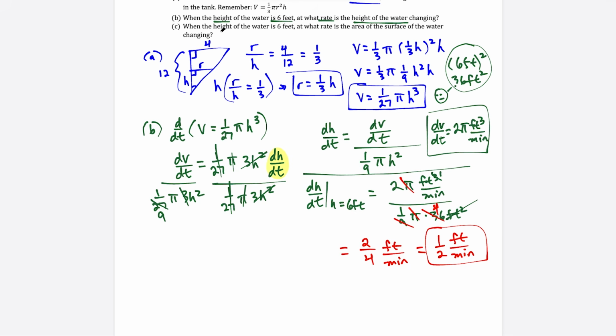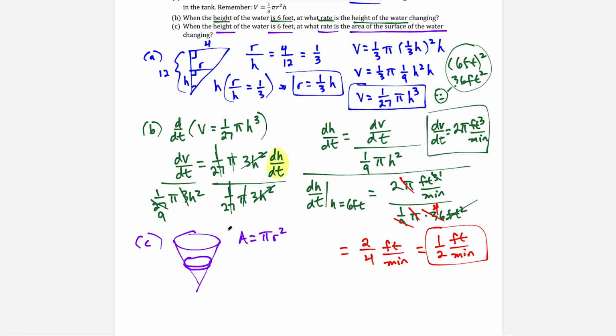For part C, we have when the height of the water is 6 feet, at what rate is the area of the surface of the water changing? So for part C, we just have to know that when we're dealing with a cone, at any moment, if we look at any cross section going horizontally like this, the cross sections are going to be circles. So the surface of the water is in the shape of a circle. So when we're finding the rate of change of the area of the surface of the water, we're finding the rate of change of the area of a circle, and the formula is A equals pi r squared.